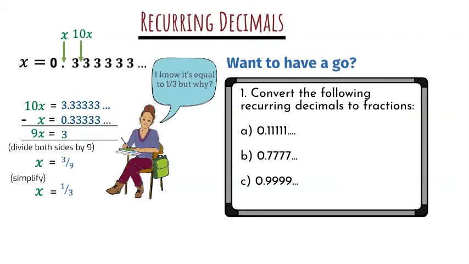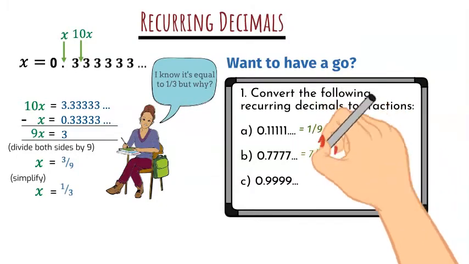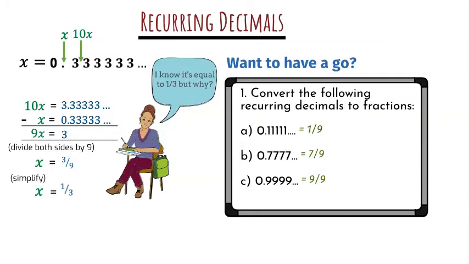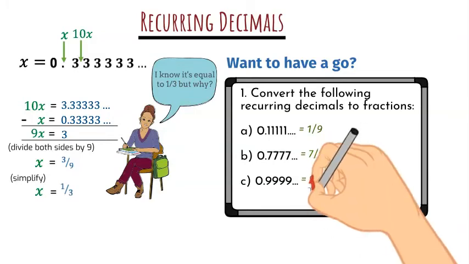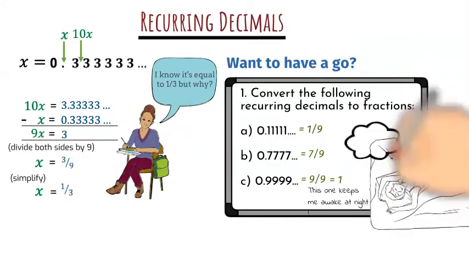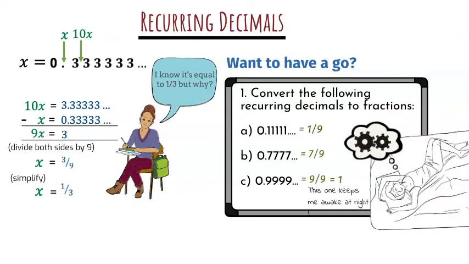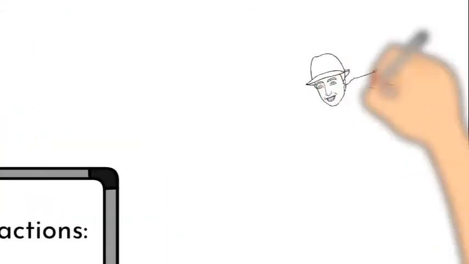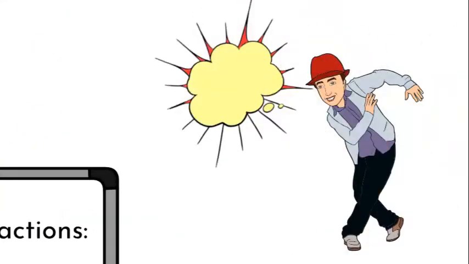Let's see how you all did at that. You should have got 1/9, and then 7/9, and then 9/9. This is an interesting one because it actually is mathematically equal to 1. Now, this keeps me awake at night because how can this be true? Yet it is, you just proved it to be so. So do use it for your next party trick and impress all your friends and family.